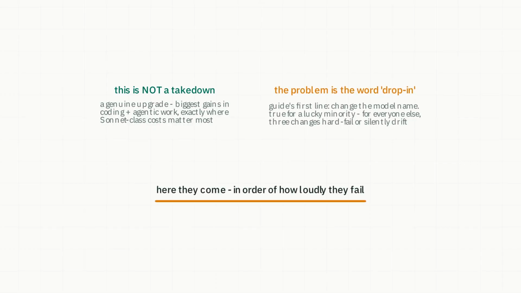The migration guide's first line is, change the model name. And for a lucky minority, that's true. For everyone else, 3 specific changes will either hard fail your code with errors or quietly change its behavior and its bill. Here they come, in order of how loudly they fail.